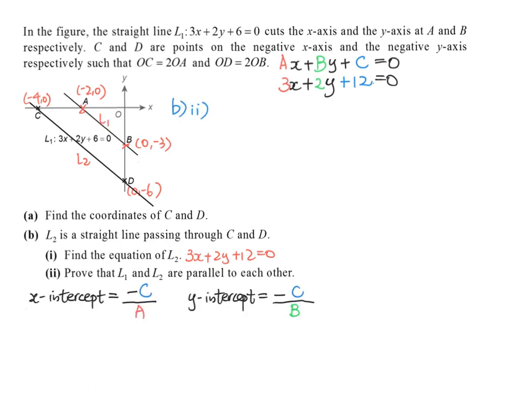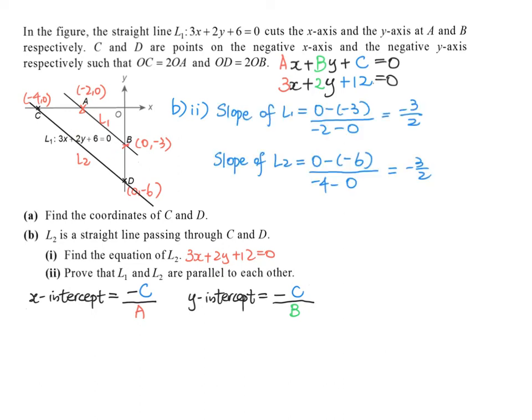So let's put these aside here. We'll come back to this later and move on with part 2. And we want to check whether L1 and L2 are parallel. So obviously we need to find the slopes. y1 minus y2 over x1 minus x2. And for L2, y1 minus y2 over x1 minus x2. Okay, so because the slopes are the same, they're parallel to each other. Done.